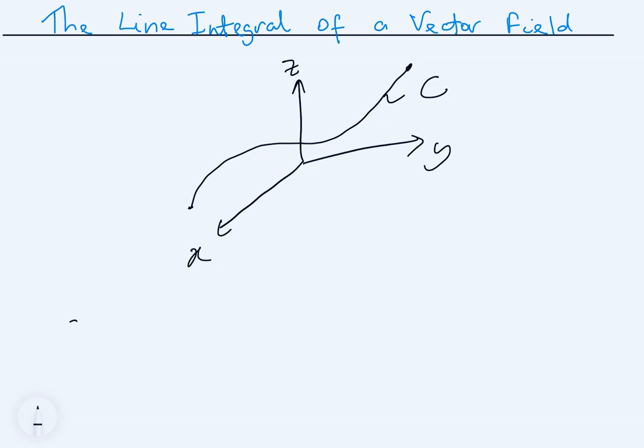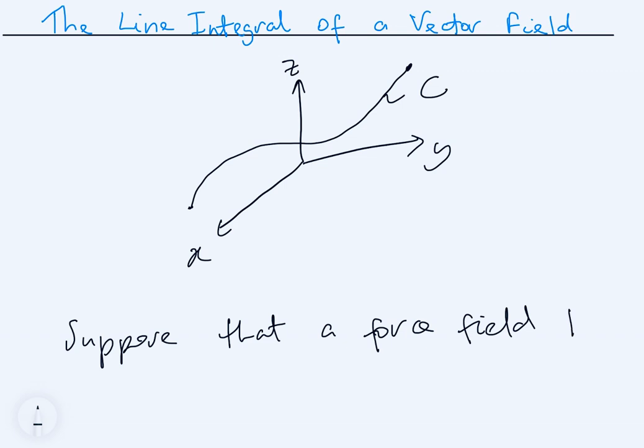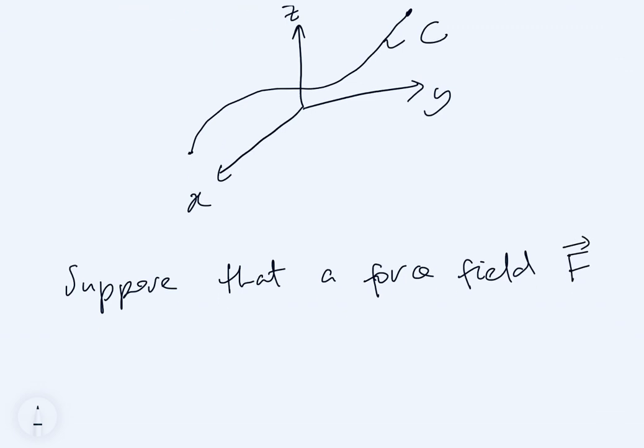And suppose that we have a force field F that is continuous on this curve C. So obviously the force field F is just a vector field. It is a vector field that represents a force. So this force field is continuous on our curve C.